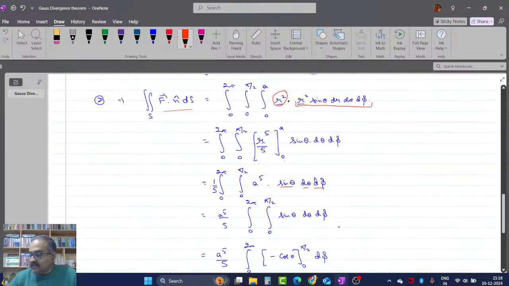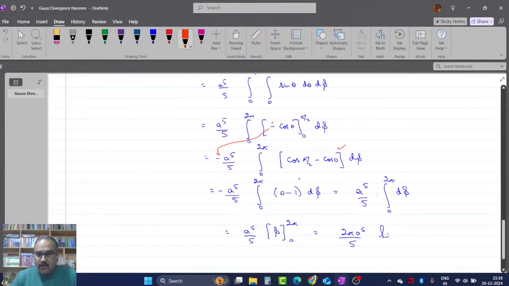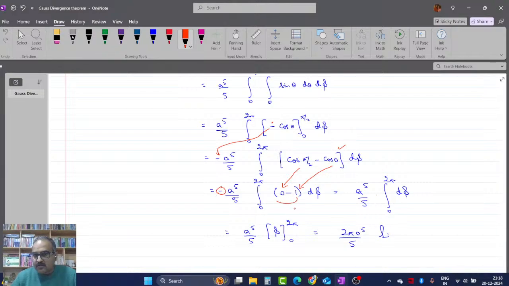Now integration of sine theta will be minus cos theta. So that will be upper limit minus lower limit. First of all, I have taken this negative sign outside the bracket. Over here I have mentioned this thing. Now cos pi by 2 minus cos of 0, into d phi. Cos 90, I know the value of cos 90 is always 0 and cos 0 is always 1. Okay, 0 minus 1, that is minus 1. This minus 1, this minus 1 cancelled out, and we get the positive value a raised to 5 over 5 within the limit 0 to 2 pi d phi.